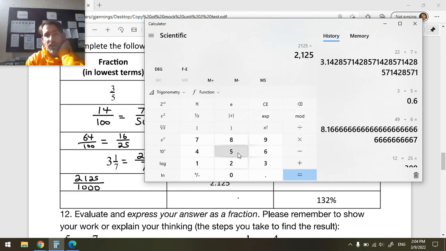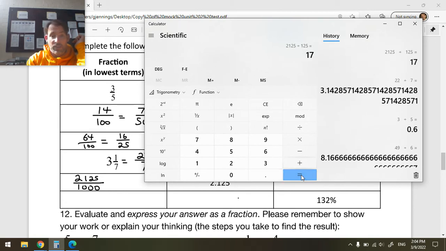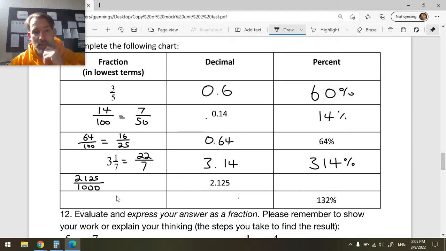I'm going to divide this by 5 times 5 times 5, which is divide by 125. Equals 17. Okay, and this one down here is also divisible by 5 times 5 times 5. It's going to be 8. So this is equal to 17 over 8. So you can use your calculator to help you reduce these fractions as well. I spotted that they're both divisible by 125.